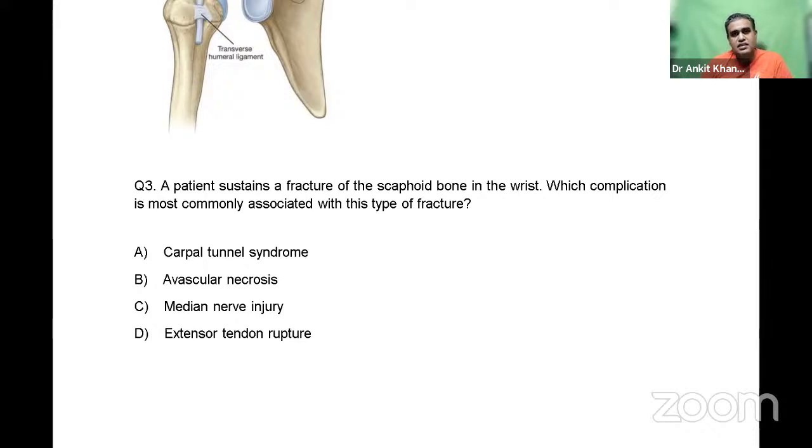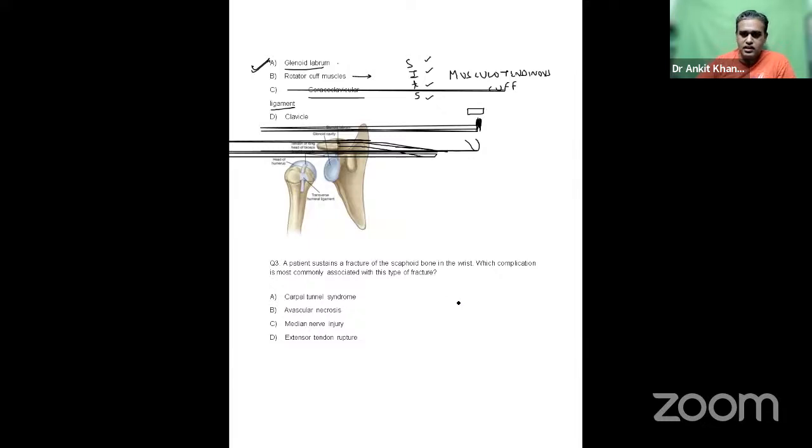If a scaphoid is fractured, then one of the most common complications is one of these 4 options: carpal tunnel syndrome, avascular necrosis, median nerve injury, or extensor tendon rupture. Answer over here will be, let us see. Let me minimize it so that we can try to draw over here. Imagine this is the scaphoid bone. Let's forget about the horizontal lines. Now, suppose there is a fracture over here. The main point in the scaphoid bone which you have to understand is the peculiarity that the blood flow is from distal to proximal.